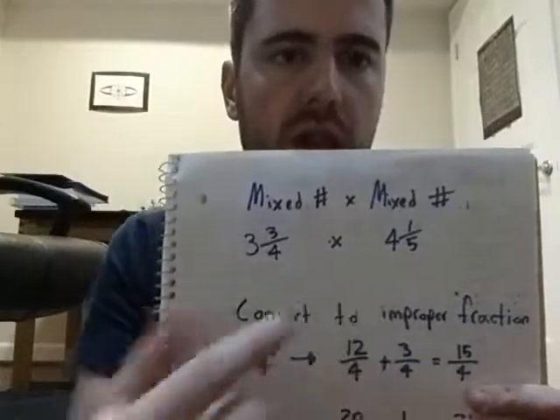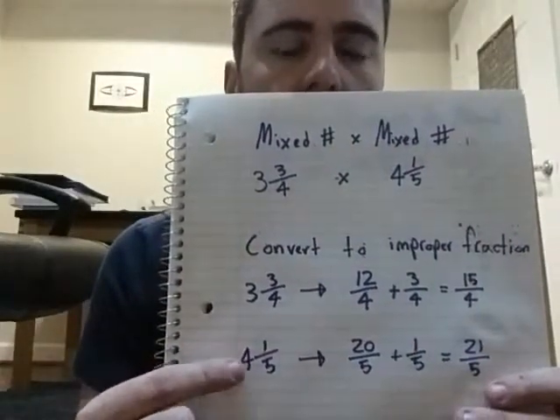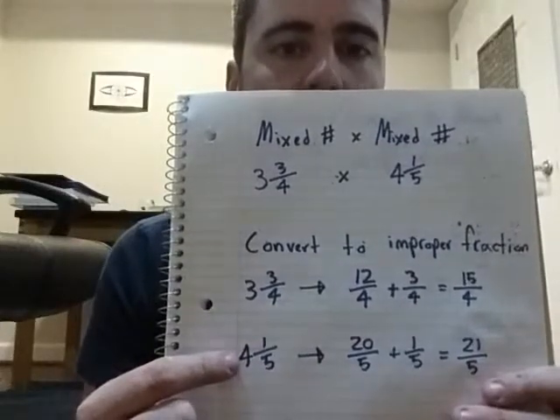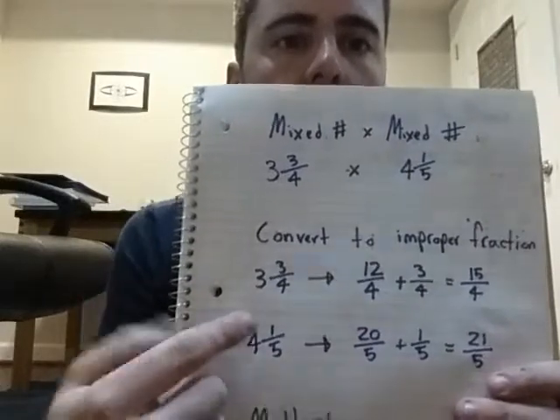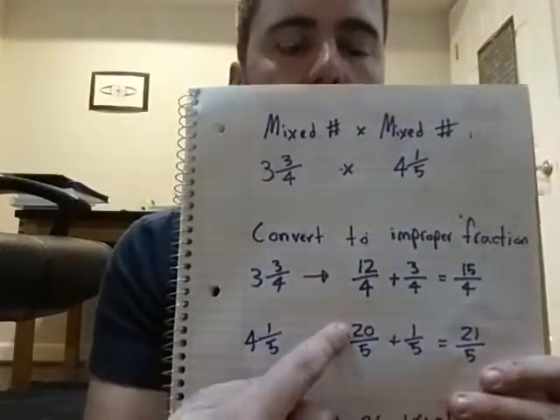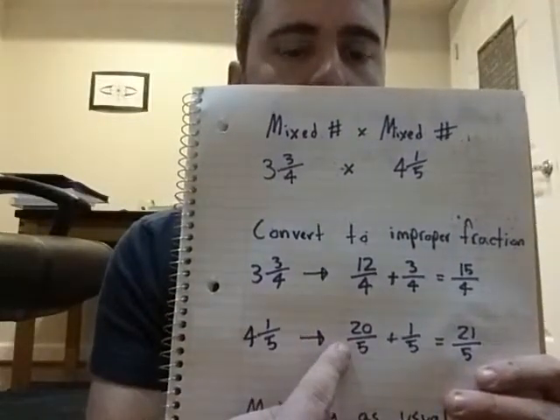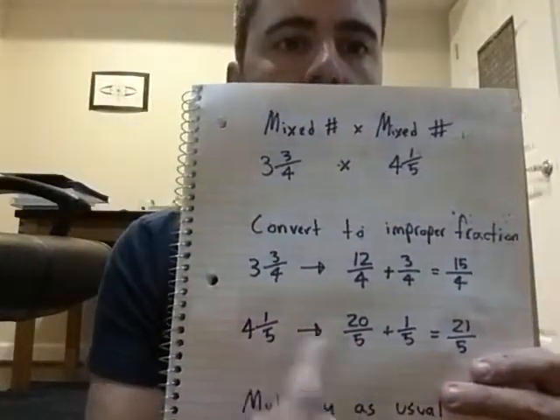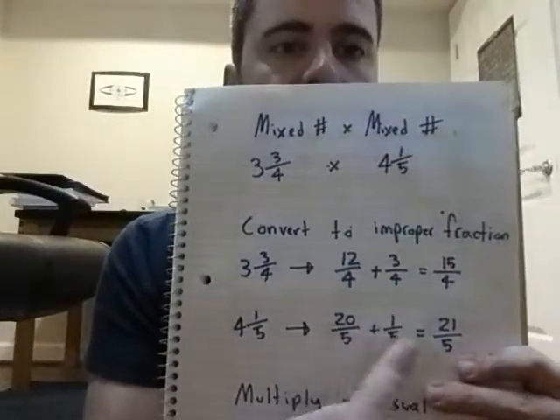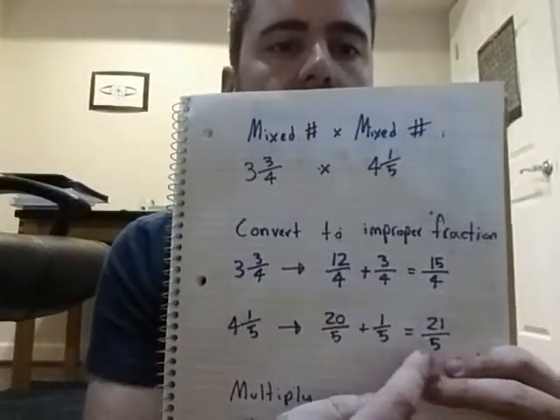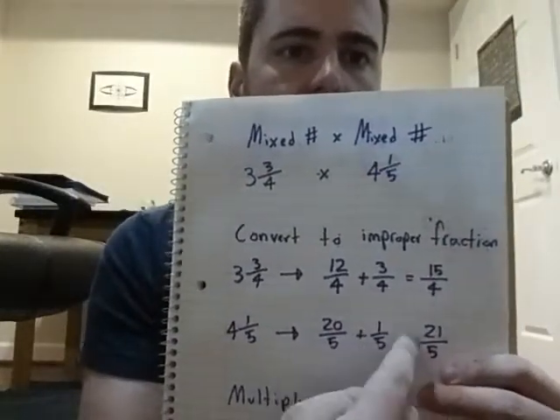We'll do the same thing with this one. We take our 4 and convert that into fifths. How many fifths are in 4? Well, there are 20 fifths in 4, so we convert that to an improper fraction, and we had the 1/5 left over. So we just add those two together. 4 1/5 is the same thing as 21/5. I've now converted both of those to improper fractions.